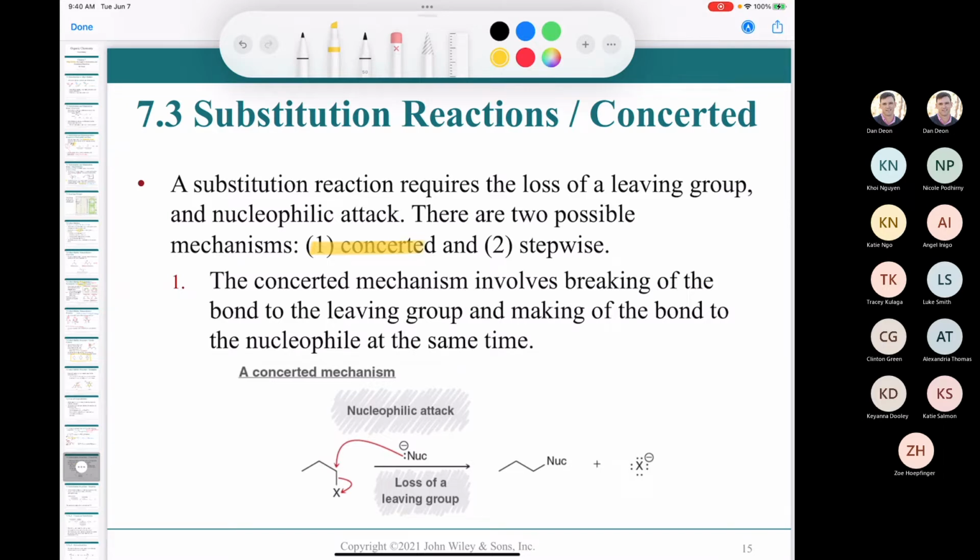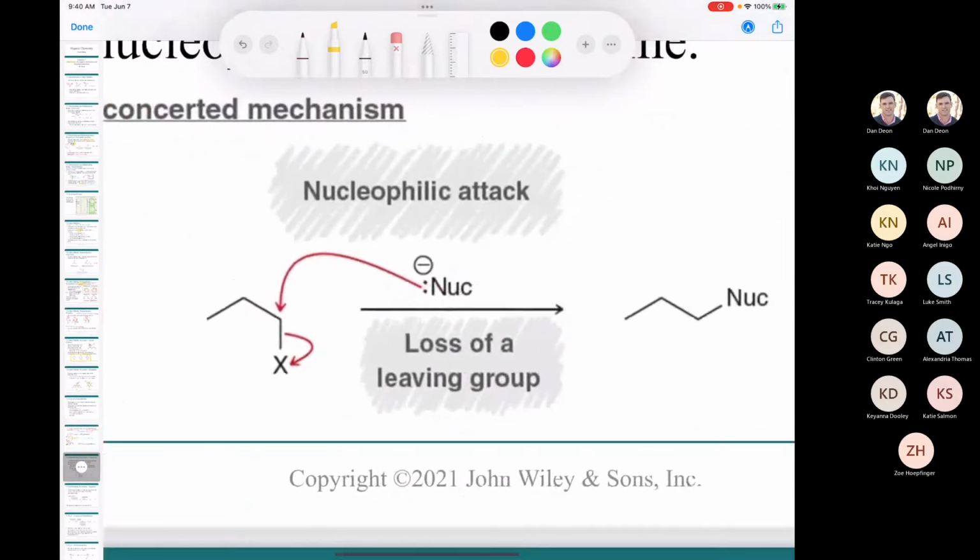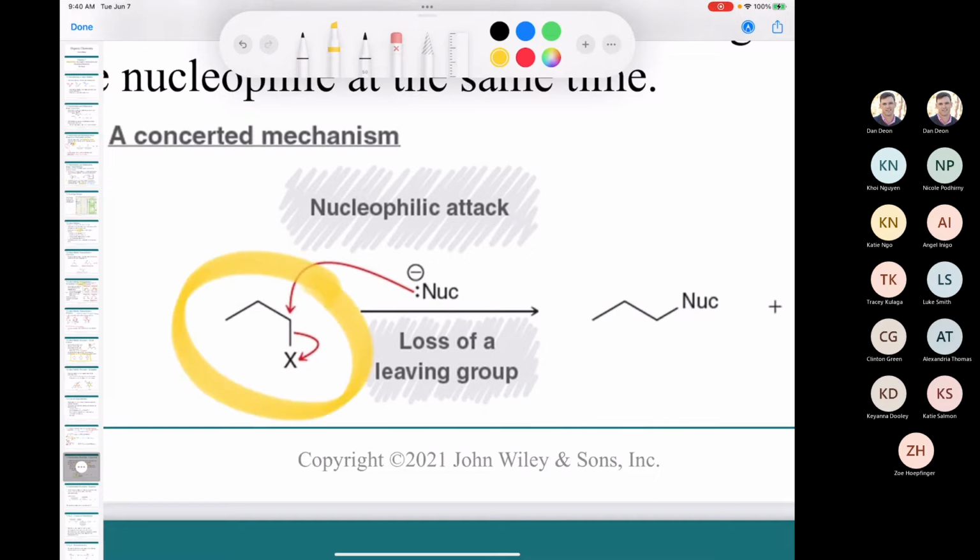And then we have stepwise. This is where we have the loss of leaving group first, and then we have the nucleophilic attack. Check this out. It says the concerted mechanism involves the breaking of the bond to the leaving group and the making of the bond to the nucleophile at the exact same time. Check it out. If you look in here, this curved arrow represents the nucleophilic attack, but simultaneously, we have the loss of leaving group. You notice something about this alkyl halide? Could anybody tell me, is this alkyl halide shown on this slide, is this primary, secondary, or tertiary? Not a trick question.